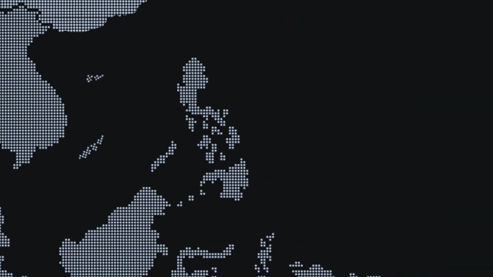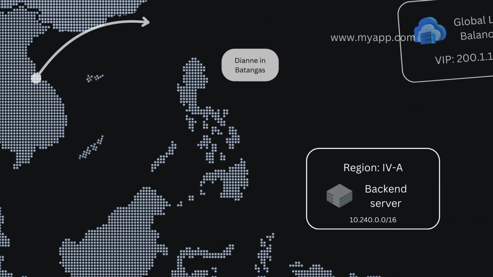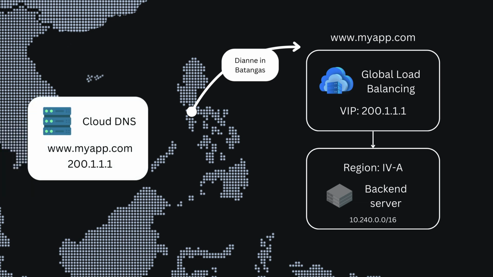Cloud load balancing works by routing users to the nearest available server. For example, if a user named Diane in Batangas accesses an application, the system directs her request to the backend servers in that region.